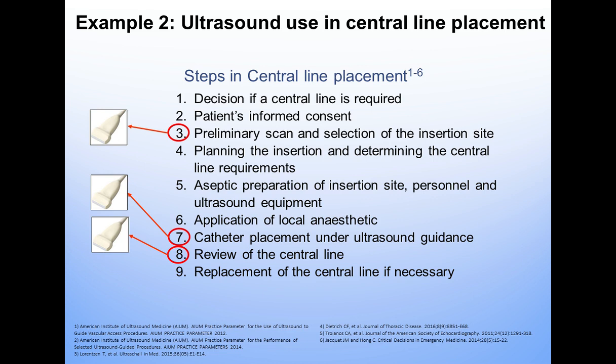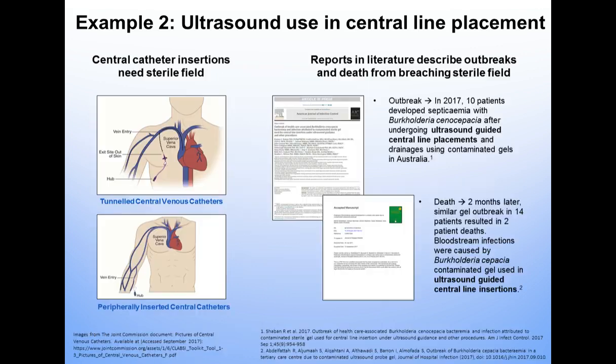But you can see from a logistics point of view that that's quite difficult. So you need to decide whether you're going to reprocess that probe between the preliminary scan and the placement scan, or whether you're going to have multiple probes available that you can take from storage to do this. So there are a number of central catheters. Two are pictured here, a tunneled central venous catheter and a peripherally inserted central catheter, and there are other central catheter examples as well.